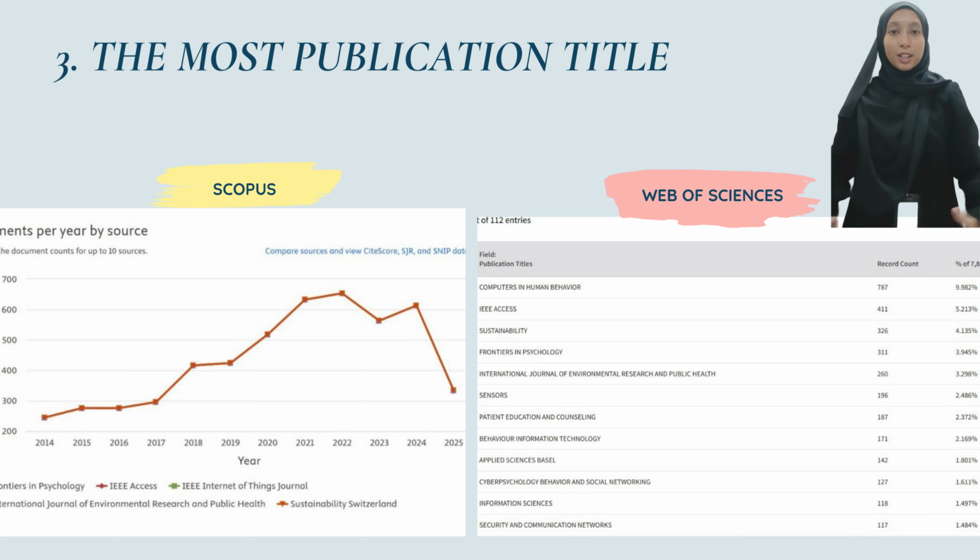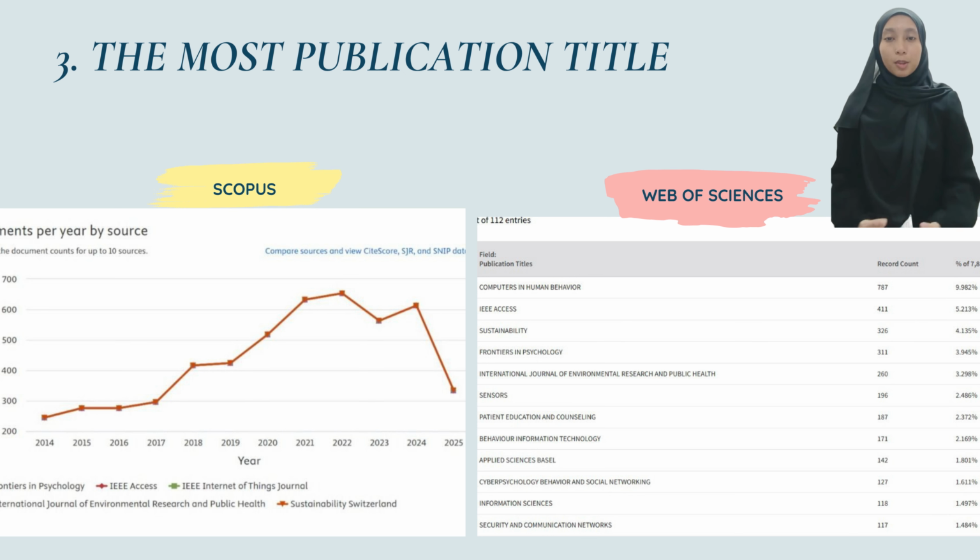Next, I will explain the result of the most publication title in Scopus and Web of Science. After analyzing the result in Scopus, the most publication titles are topics about psychology, internet, environmental research and sustainability. These topics increased in 2021 and 2022, but are not relevant this year. Also, this diagram shows that there are not many publication titles related to information behavior and communication.